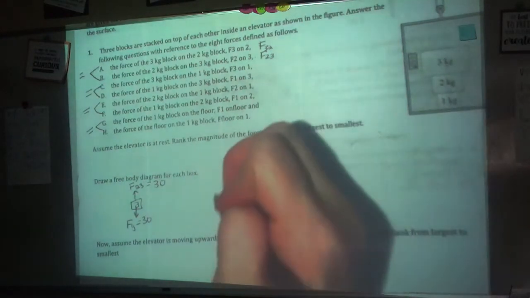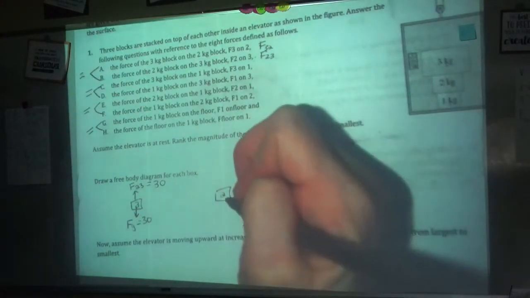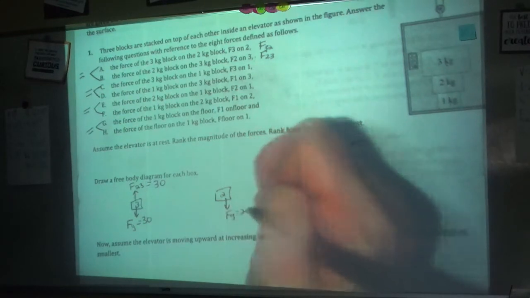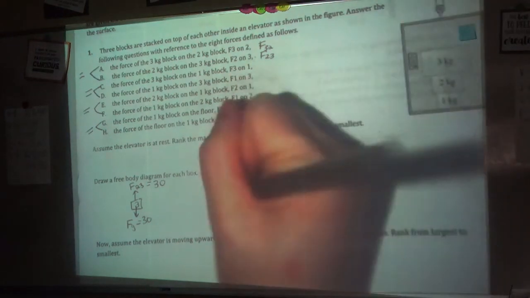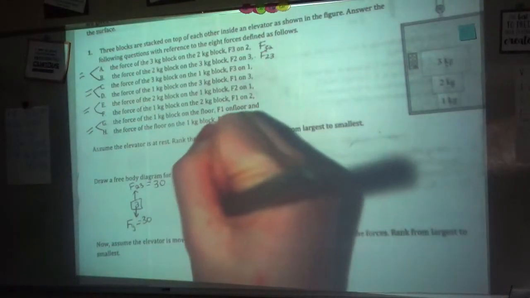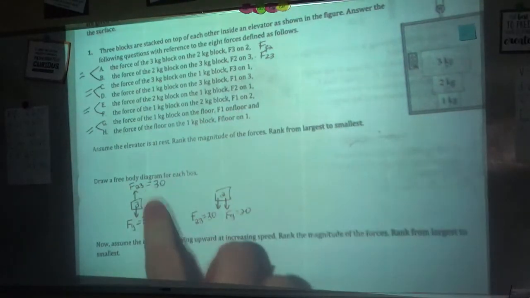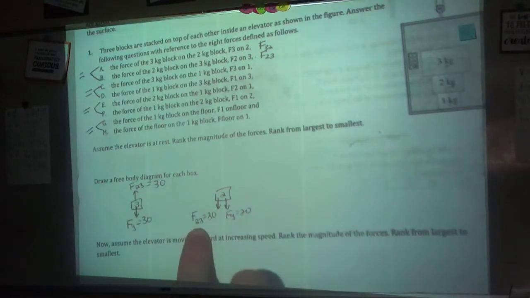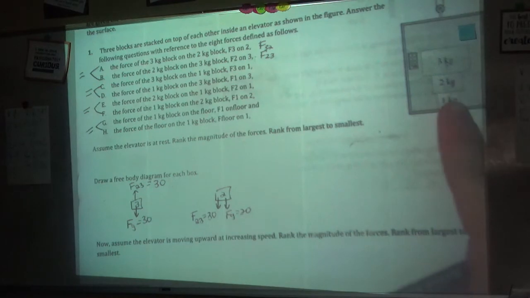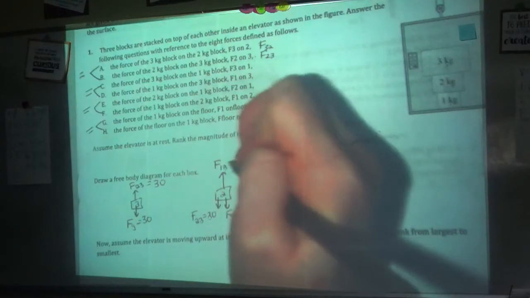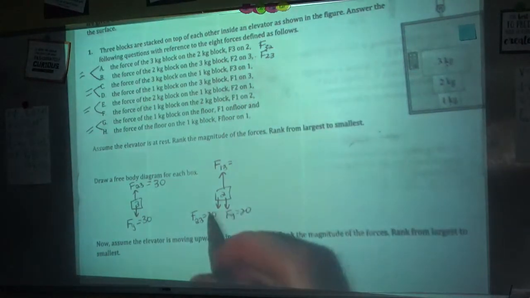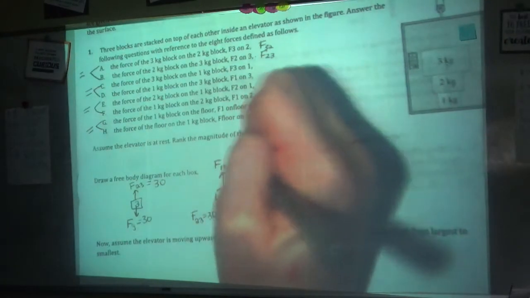Now go to box 2. The 2 kilogram. Of course, it has its own weight, which would be 20 newtons. And it feels the force of box 3 on it. So box 3 is pushing down on box 2. So I'm going to call that the force of 3 on 2, and that is again 30 newtons, because we said that between two objects, the force between them has to be the same. And then it has the 1 kilogram box holding it up, so that would be 1 on 2, and because it has to be balanced, 20 and 30 down, it must have 50 newtons up.